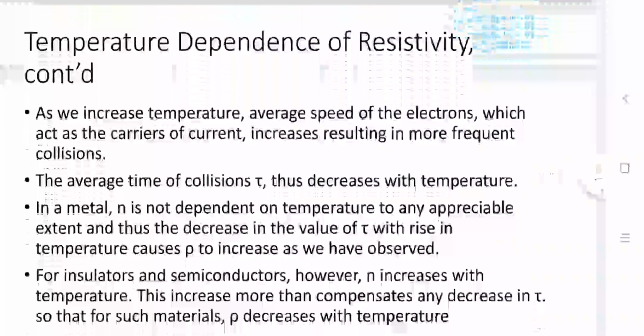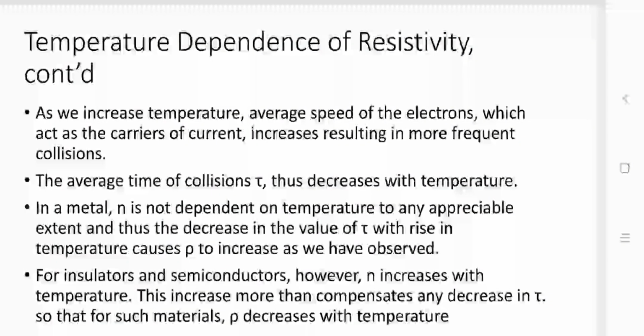As we increase the temperature, the average speed of the electrons which carry the current increases. Obviously, as the temperature increases, they have more acceleration and their speed increases. So they collide with the ions more frequently, and their average collision time also reduces. This is the effect of the temperature we have.